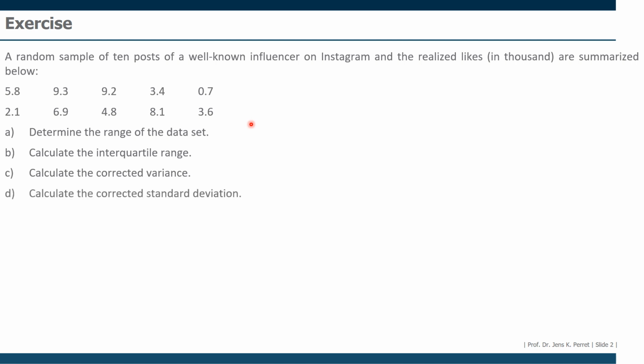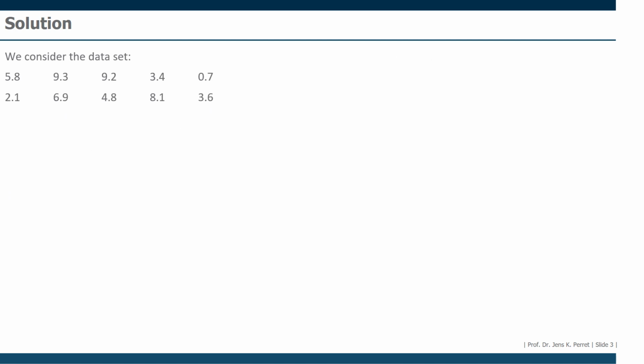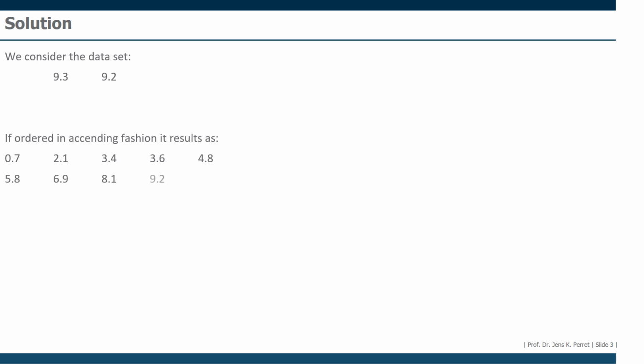Well, before we start with either of them, I'm just going to rearrange my data set. So I'm going to take the original data set, and then I'm going to order it in an ascending fashion, so from smallest to largest value. So always taking the next largest value, giving me here in the end this ordered data set. Because working with an ordered data set makes part A and B, the range and the interquartile range, much easier to calculate. Because, well, the range is nothing else than the difference between largest and smallest value.